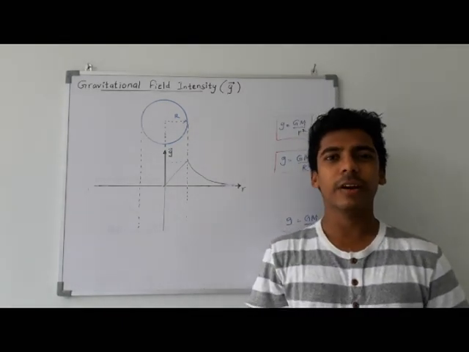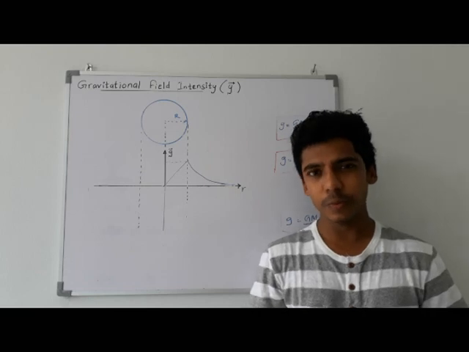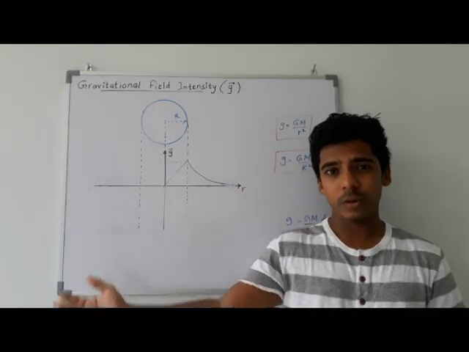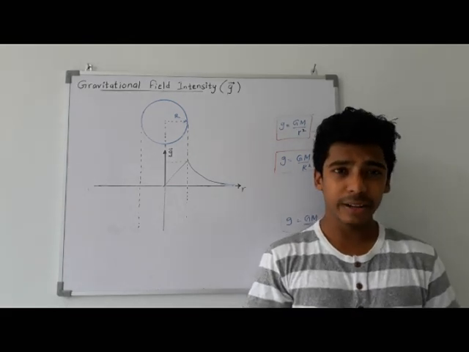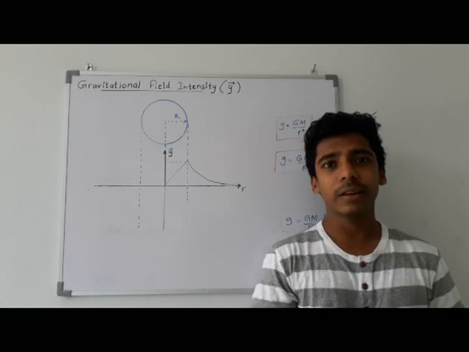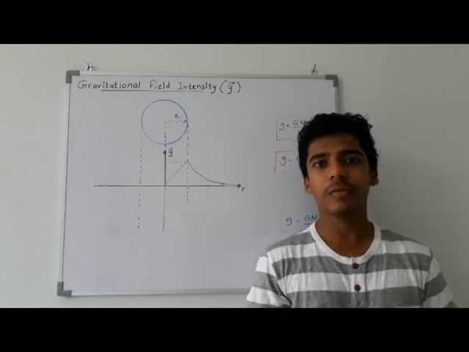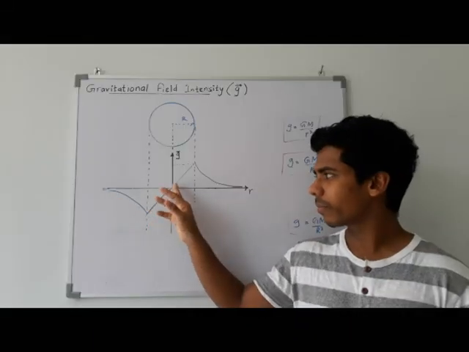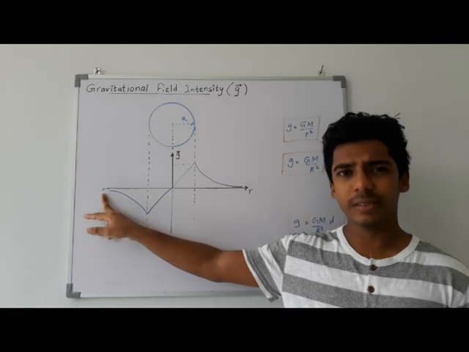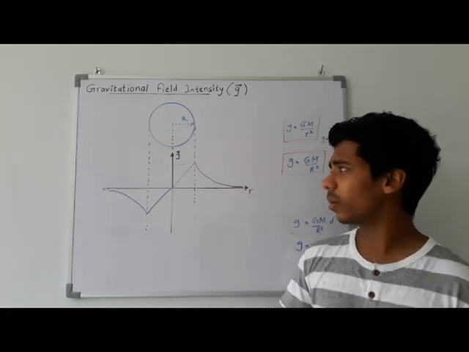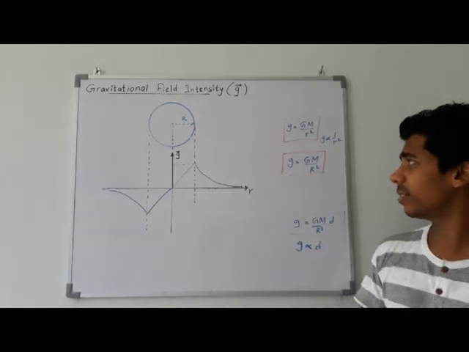Since the effect of gravitational field intensity is symmetric on both sides, we could expect the same variation on this side as well. But the gravitational field intensity is a vector quantity. So if it is positive in one direction, then it will be negative in the other direction. Therefore, the gravitational field intensity will be like this. Here the curves should not intersect, because we know gravitational field intensity becomes 0 at infinity. So this is how the gravitational field intensity varies around the planet.